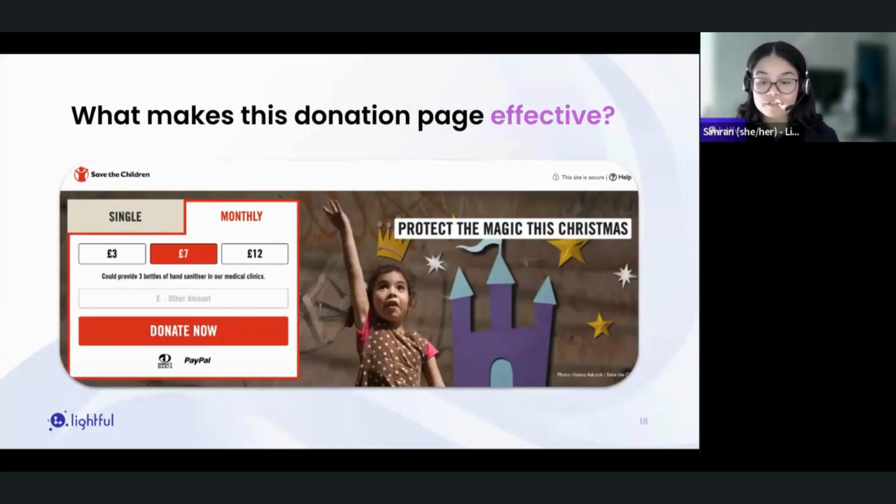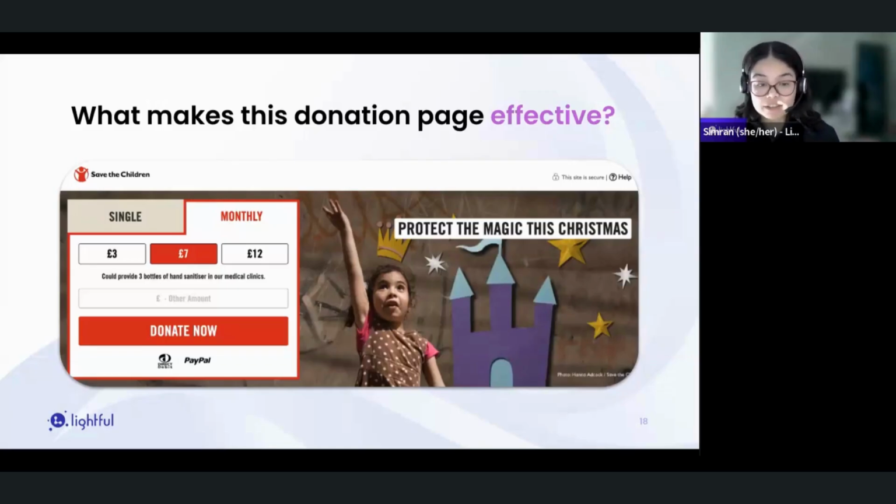And then we also have their visual storytelling. I think I saw someone mention the picture. The image of the child reaching up towards the stars and a castle reinforces the idea of protecting childhood and magic. It's aspirational, hopeful, and most of all, human, all of which creates an emotional connection. Donors are far more likely to give when they can picture the impact of the gift, and I feel like that image does that really well in a silent way.